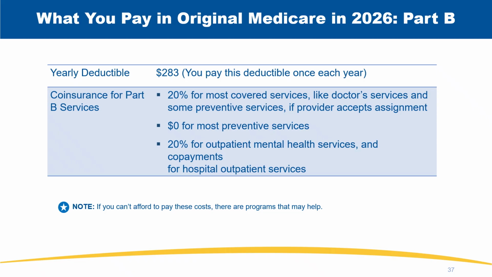Coinsurance for Part B services is 20% for most covered services like doctor services and some preventive services if providers accept assignment. $0 for most preventive services. So most, meaning not all, preventive services will be $0. You will probably have a coinsurance. 20% for outpatient mental health services and copayments for hospital outpatient services.